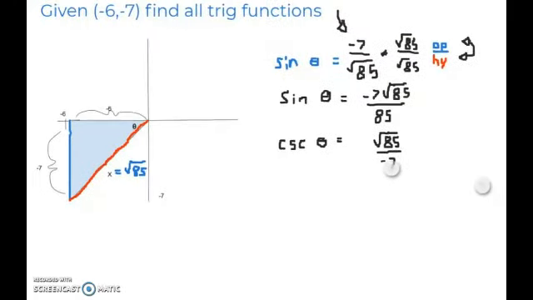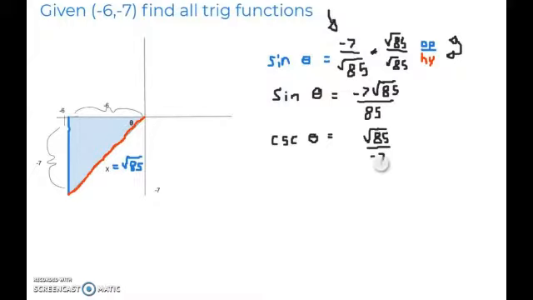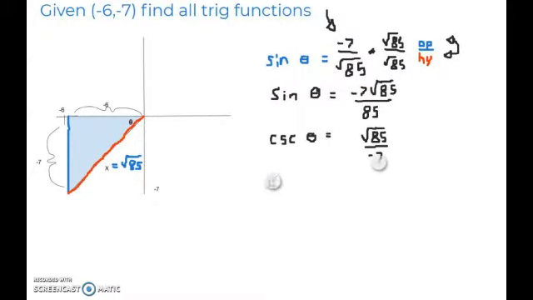Alright, so now moving on to the next trig function that we're going to find. The next trig function is cosine of theta, and cosine of theta equals the adjacent over the hypotenuse. The adjacent side in this case would be negative 6. When you write this first, you're going to write it negative 6 over the square root of 85, though that's not the correct way to write it.